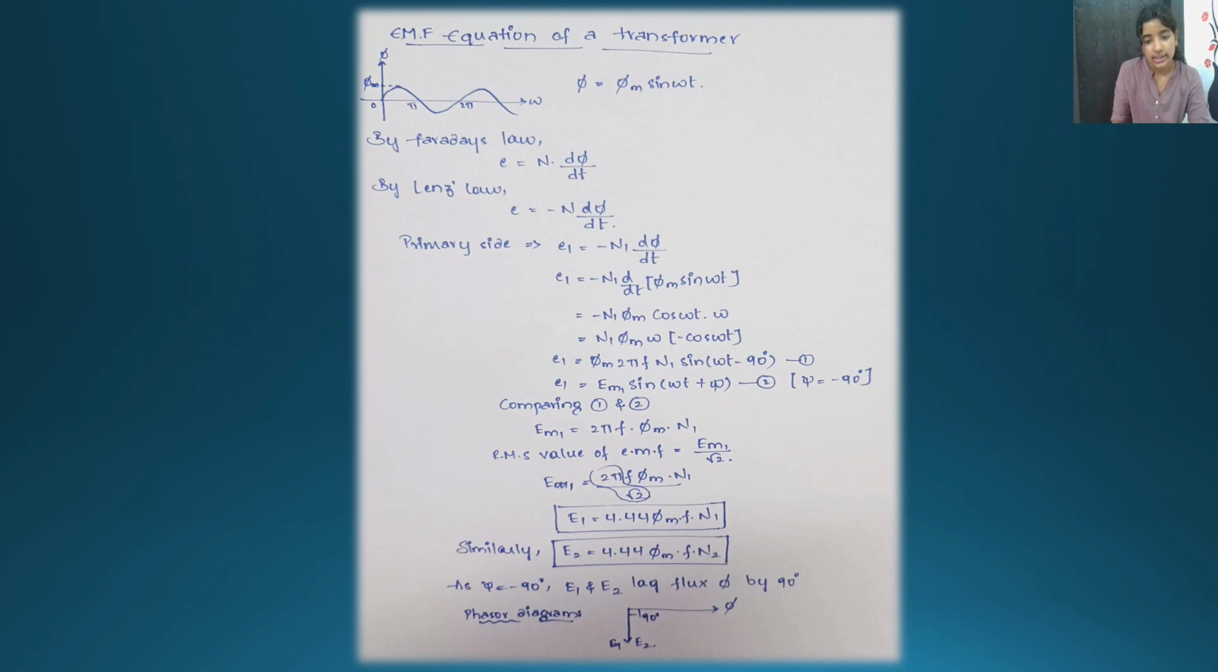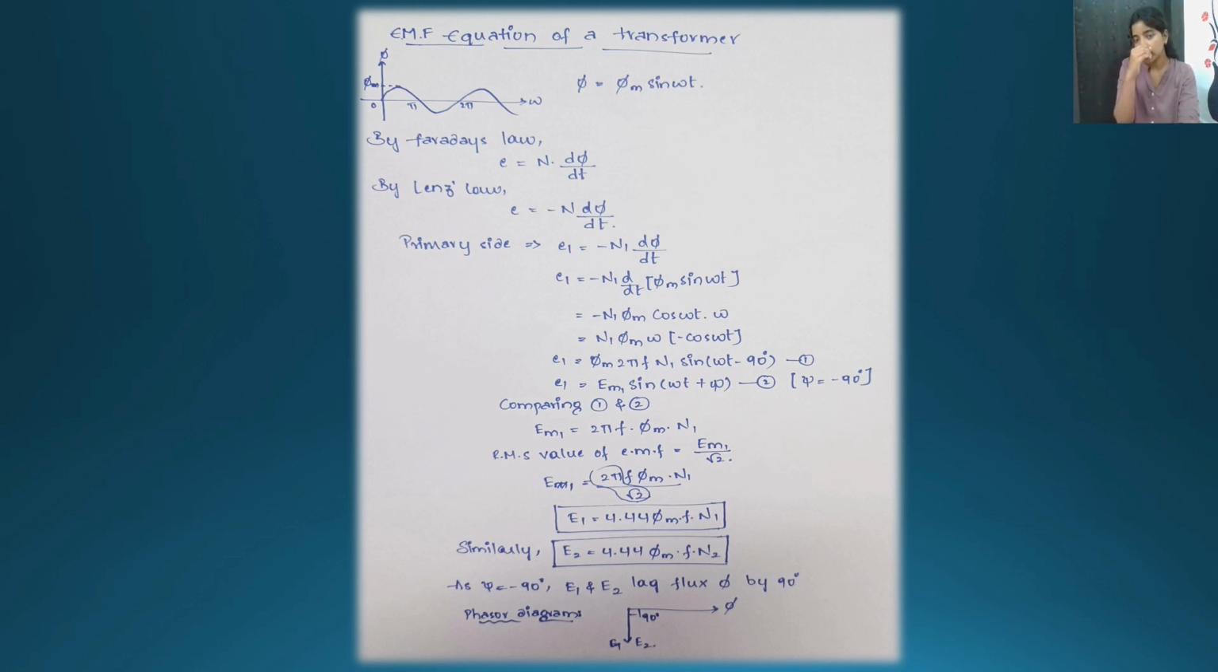So that is taken as equation 1, and psi here is nothing but minus 90. On comparing equations 1 and 2, we have Em1 is equal to 2 pi f phi m into N1. That is the maximum EMF value. To obtain the RMS value of EMF, you need to divide it by root 2. Maximum EMF by root 2 gives you the RMS value. On doing that, you get E1 is equal to 4.44 f phi m N1. That is for the primary circuit.